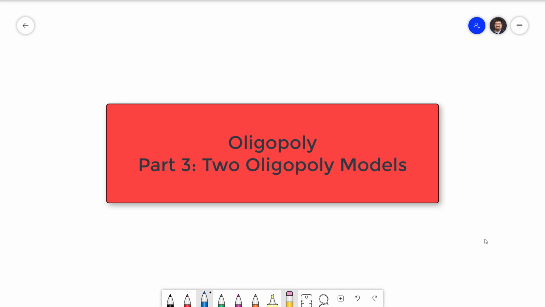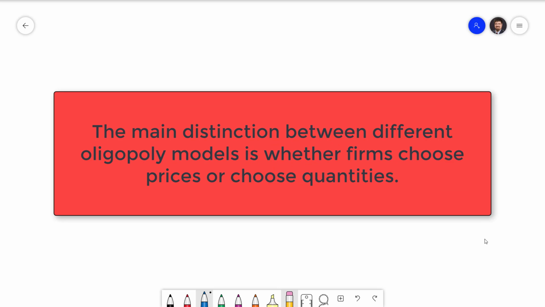In this video, I'm going to talk about two simple oligopoly models that we can use our basic game theory tools to analyze. The key assumption within oligopoly models is whether firms choose quantities or choose prices. In our study of simpler market structures, we have not had to make this distinction. In perfect competition, firms are price takers, so quantity choice is the only choice available to them.